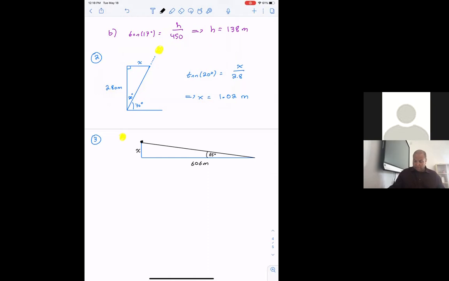Okay, well, right triangle. We have adjacent, we want opposite. As before, that is tangent. Tangent 65 degrees is opposite over adjacent. So we get 606 times tangent 65. And it says, give your answer to the nearest meter. So that will be 1,300 meters.